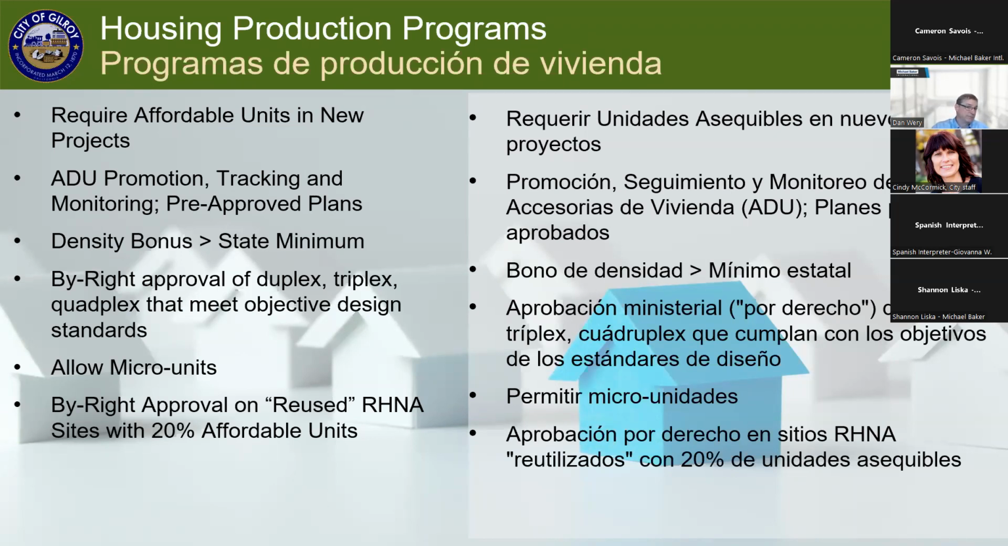By right approval for duplexes, triplexes, and quadplexes. That's another good way to provide more distributed housing, fitting in with some of those areas that are maybe already developed or developing in a lower density pattern. These are the types of housing that can blend right in and, again, provide some more opportunity there.